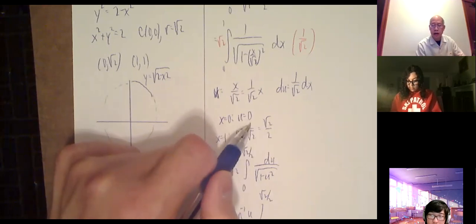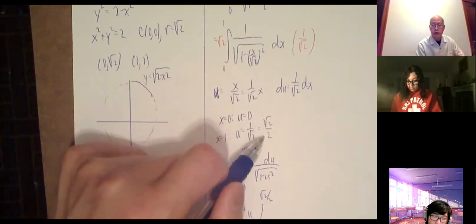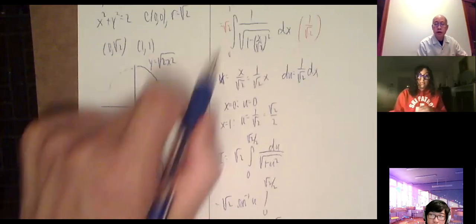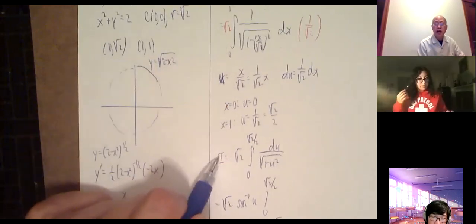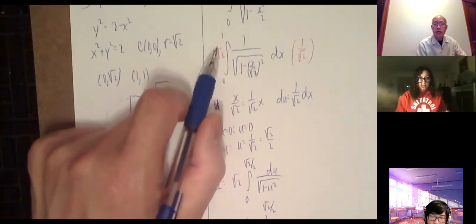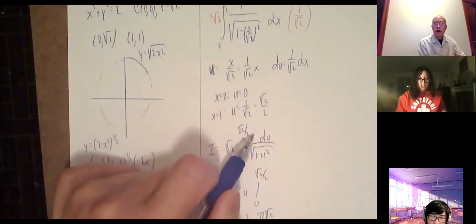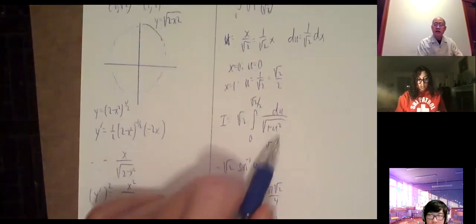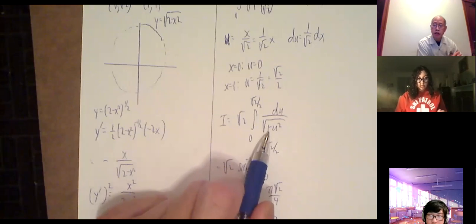If you rationalize the denominator, you know how to do that, right? Multiply top and bottom by radical 2, you get radical 2 over 2. So my new integral is going to go from 0 to radical 2 over 2. There's a square root of 2 outside. So my I is radical 2, integral from 0 to radical 2 over 2 now of du over radical 1 minus u squared. Okay, this is my arc sine or inverse sine.